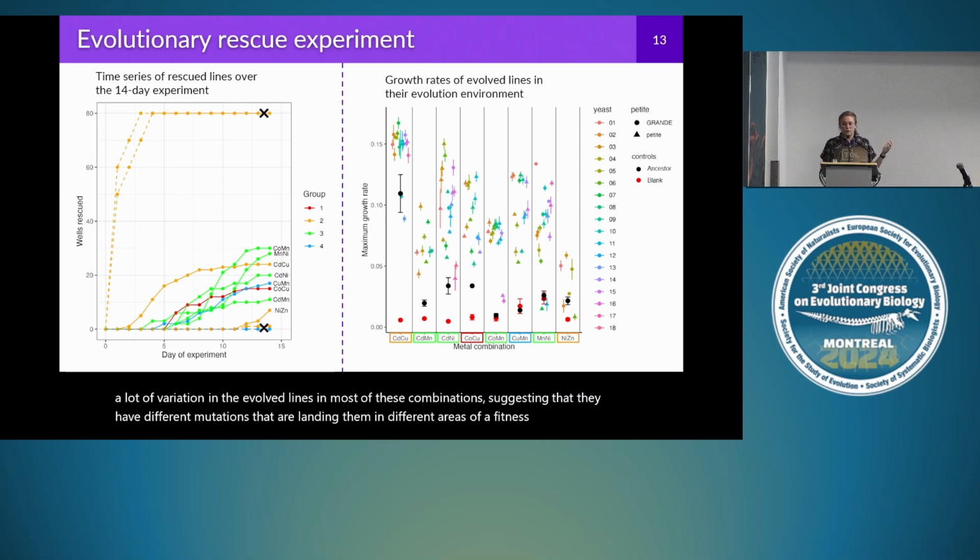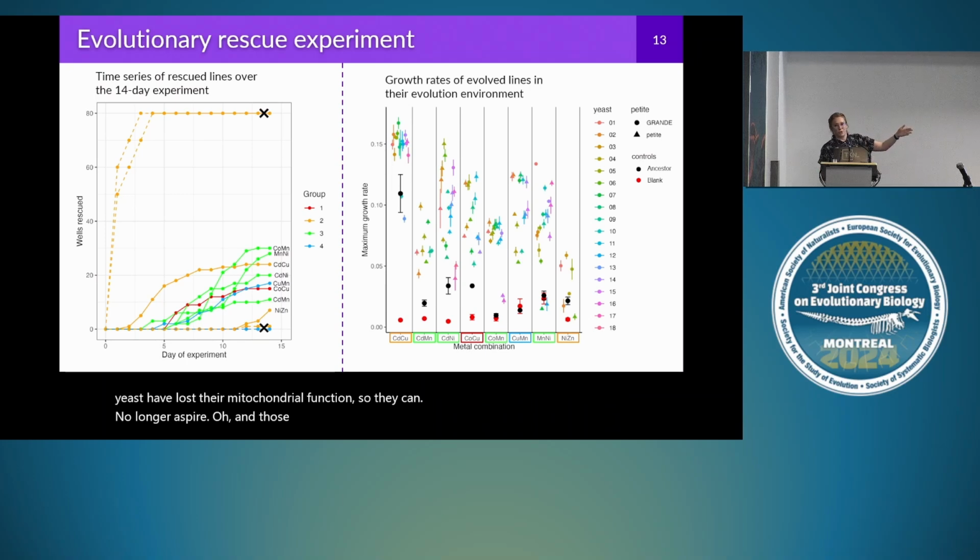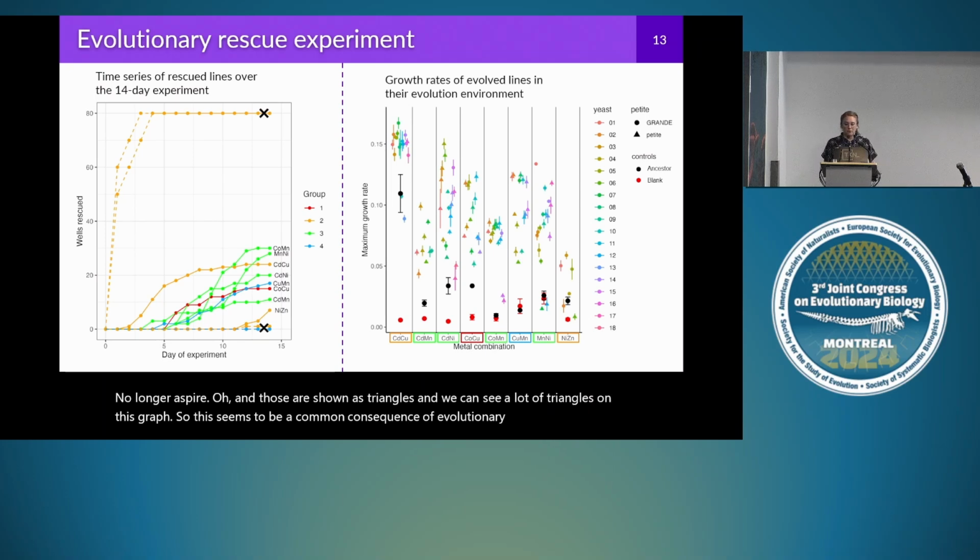I've also coded the shape of the point to show the prevalence of the petite phenotype, and petite yeast have lost their mitochondrial function, so they can no longer respire. Oh, and those are shown as triangles. And we can see a lot of triangles on this graph, so this seems to be a common consequence of evolutionary rescue in these extreme metal environments.